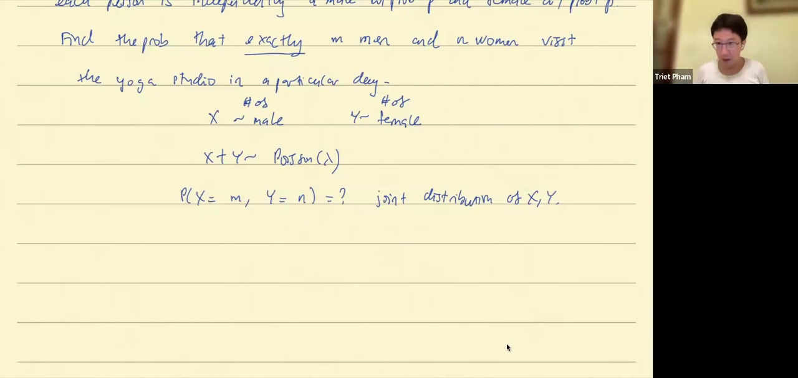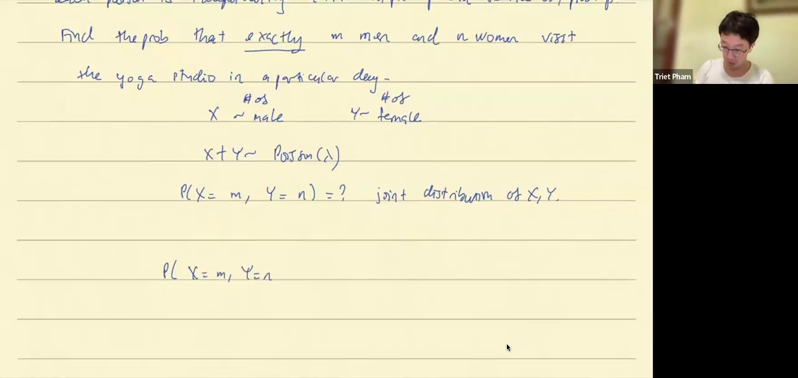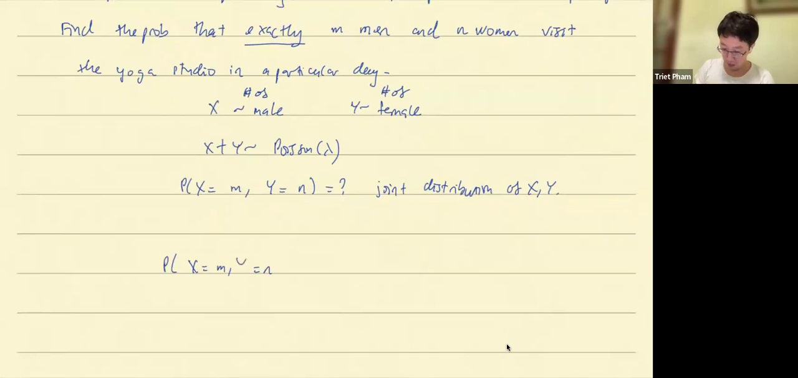You see that clearly this requires us to condition on something. What do we condition on? We condition on the sum, correct? And then take expectation of that.